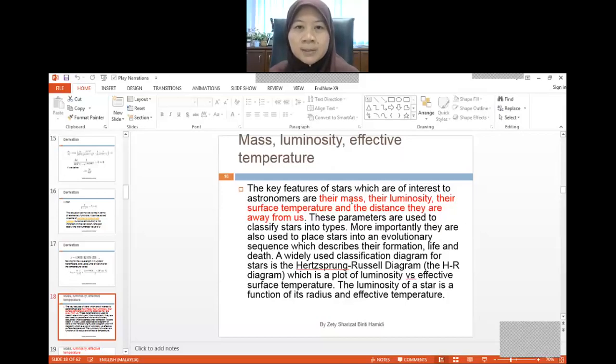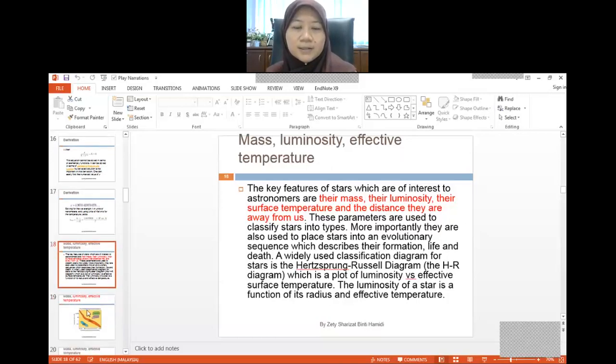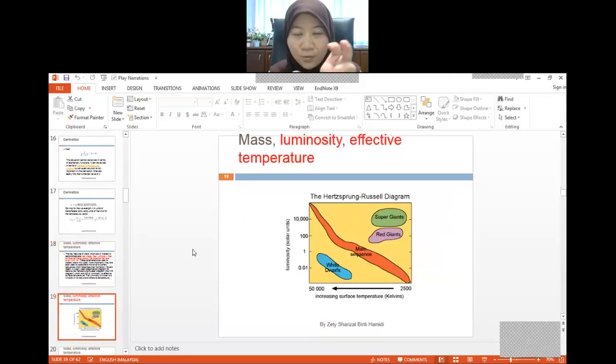These parameters are also the basis for classifying stars, maybe the type of the stars. And we can also catalog them in the HR diagram, or Hertzsprung-Russell diagram. So this is the basic one of the Hertzsprung-Russell diagram. Bear in mind, there are actually many versions of the HR diagram.